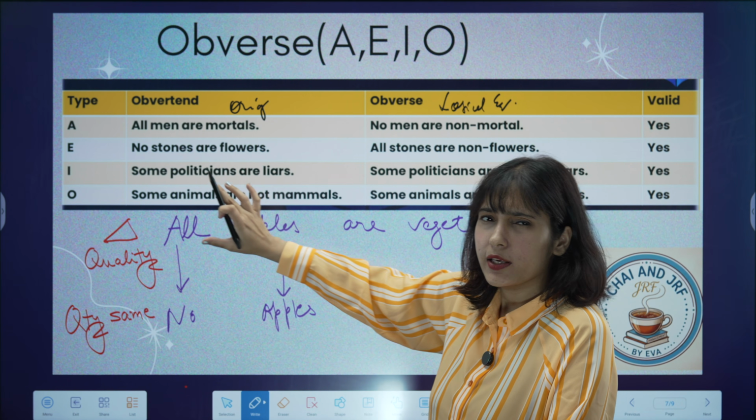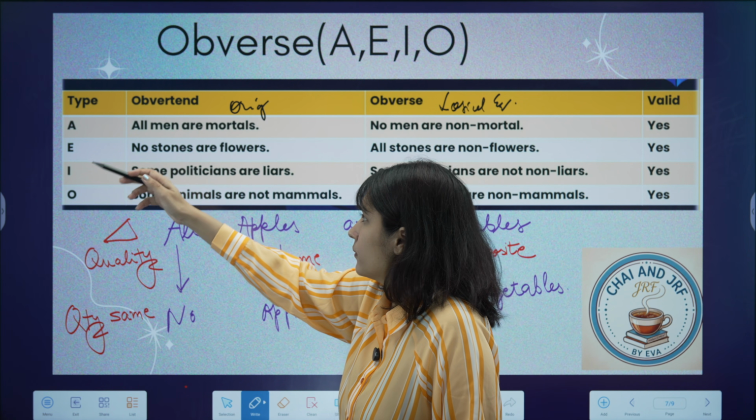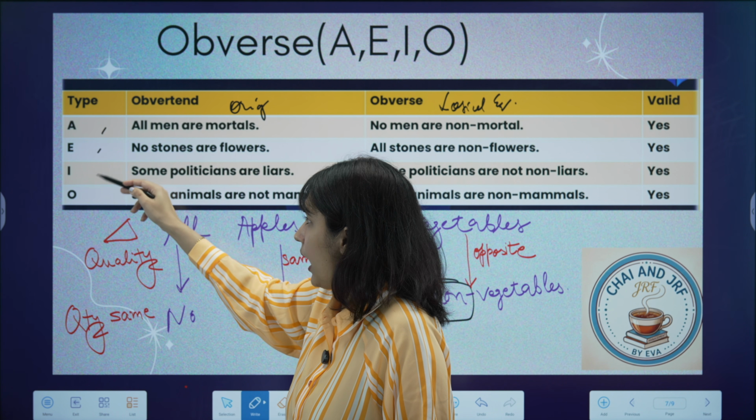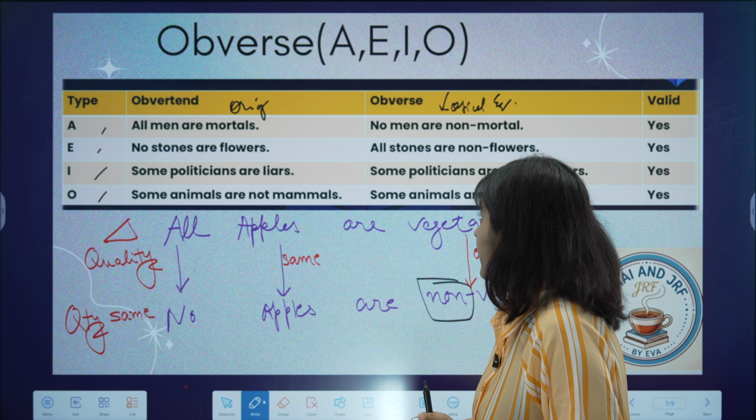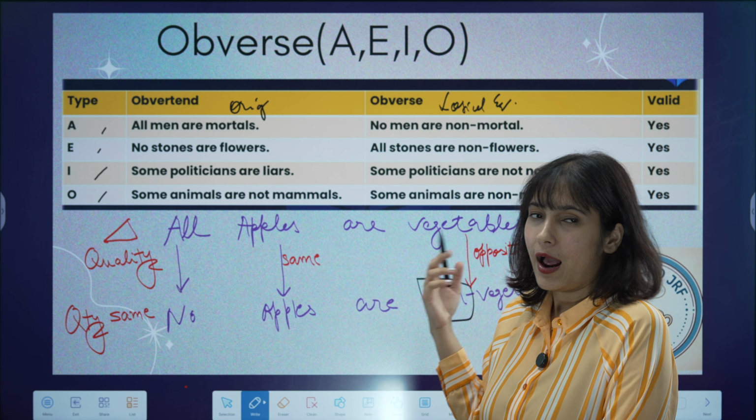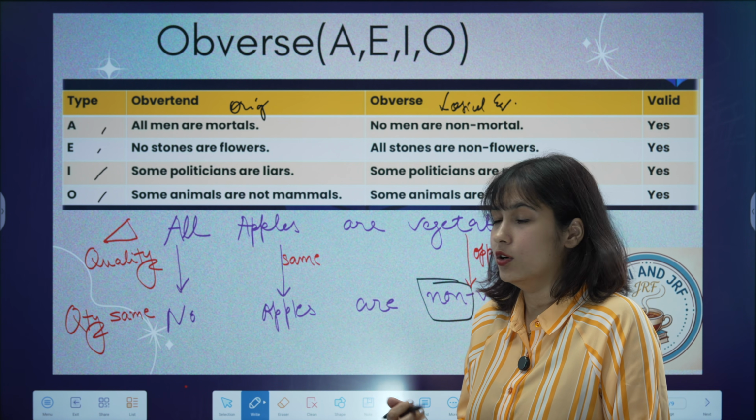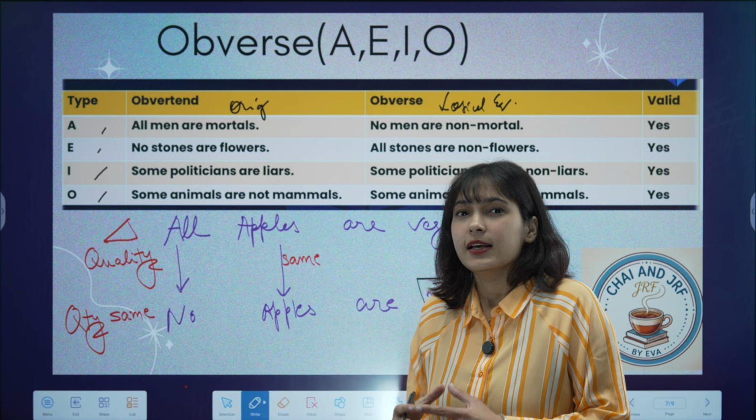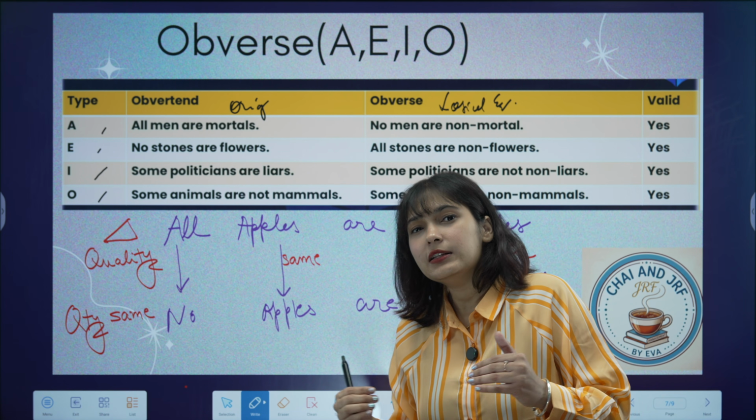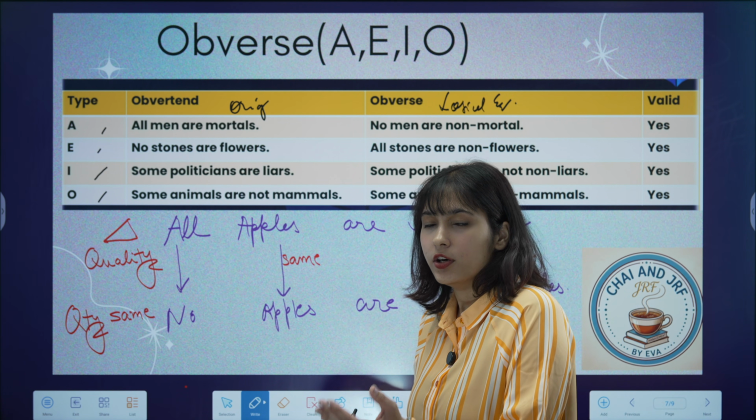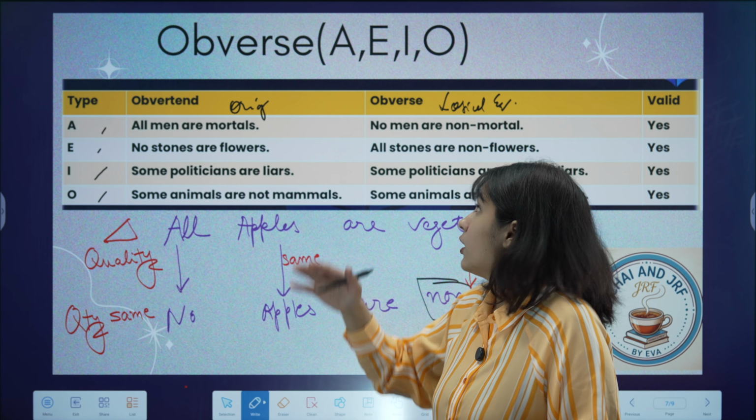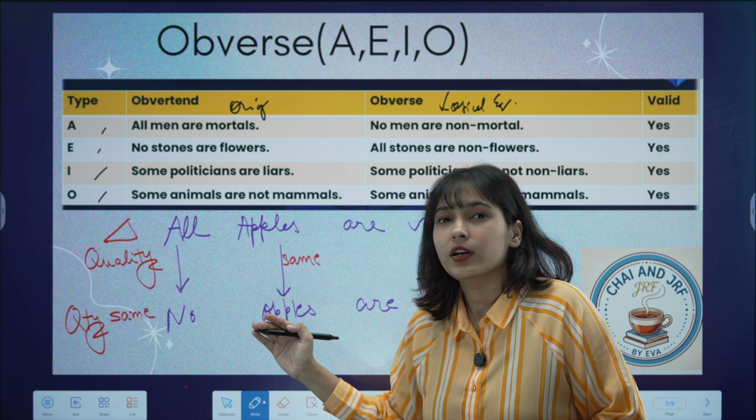So it is applicable to all types of categorical proposition, be it A, E, I, O, any of it. It is applicable to all of these, right? So now what is going to happen? What are the rules that we generally follow to make the sentence sound the same or mean the same? So here are certain rules we have to follow in order to convert into its obversion logical equivalent statement.